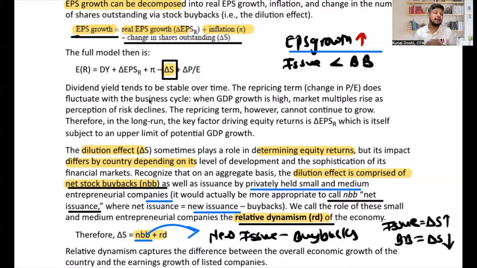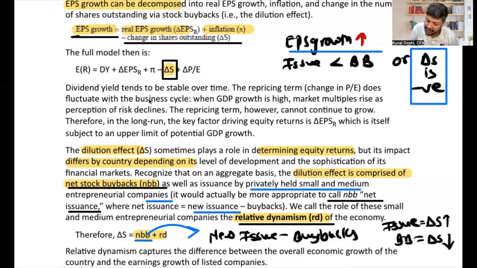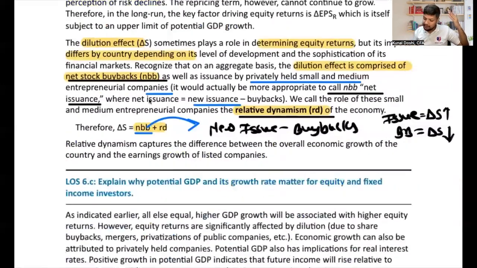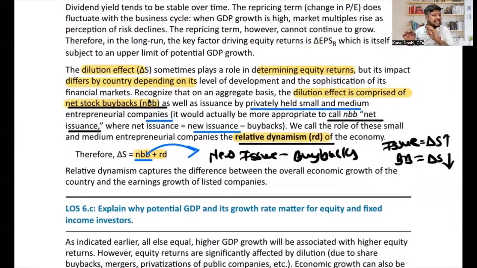Issuance is less than buyback, or the buyback is more, or I can say when the change in S is negative. Change in S is negative means the number of shares are not increasing but decreasing. If that is happening, that will happen because of buyback, then the EPS growth will be higher because per share earnings will be high. Are you getting this point? What is NBB? RD I will explain.